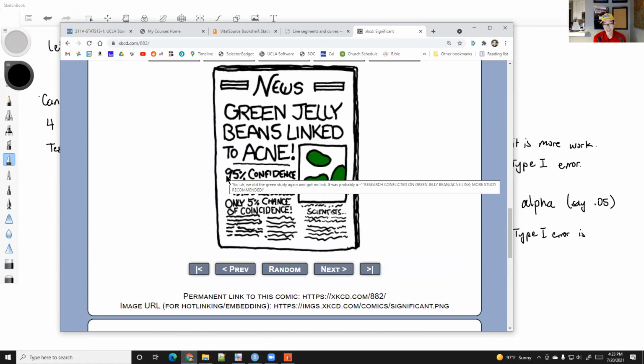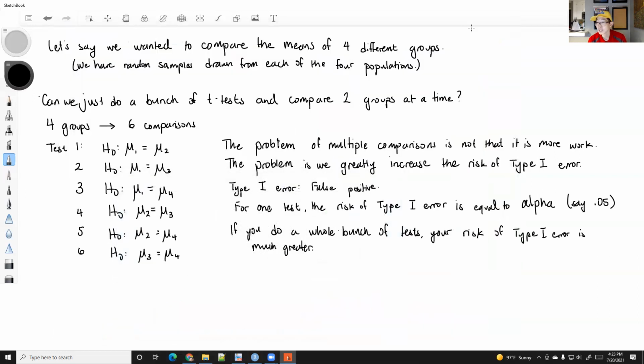The embedded text says, so we did the green study again and got no link. It was probably a coincidence, but then it says research conflicted on green jelly bean acne link, more study recommended. So that's often what happens in journals: somebody tries to duplicate someone else's findings and is not able to duplicate them. Okay, green jelly bean slander, yeah, exactly. And that's just what happens when you do a whole bunch of tests. We run the risk of type 1 error.